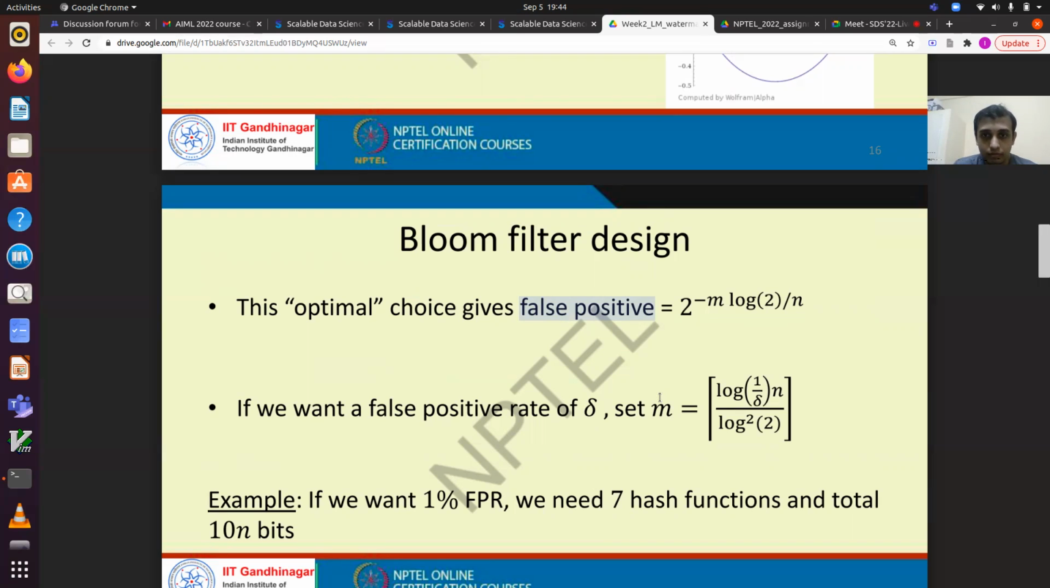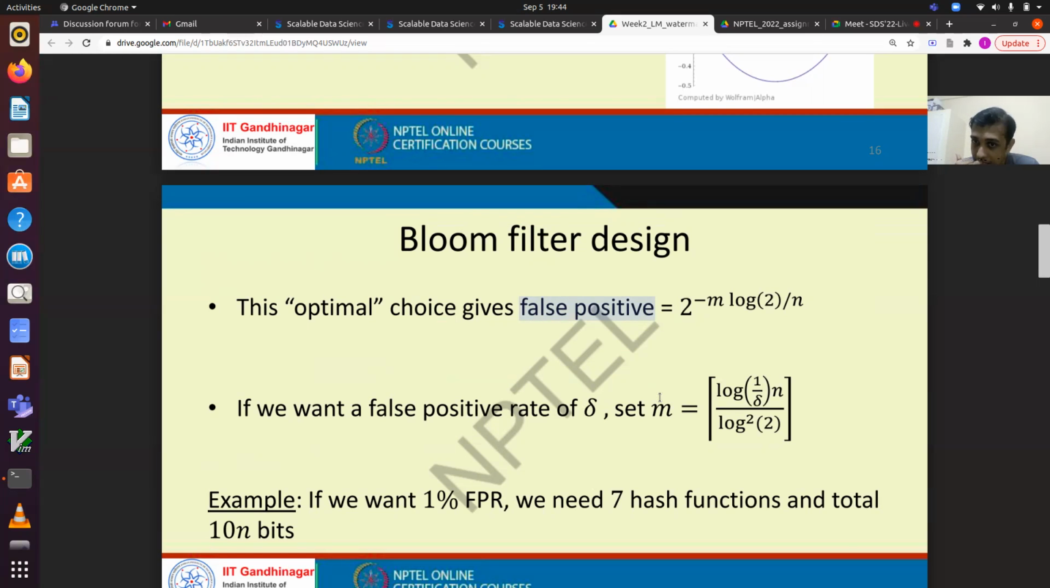How do you do this? You take logs of both sides. 10% is 1 by 10. So log 0.1 equals minus m log 2 upon n log 2. Then n I'll put over here. Log of 0.1.